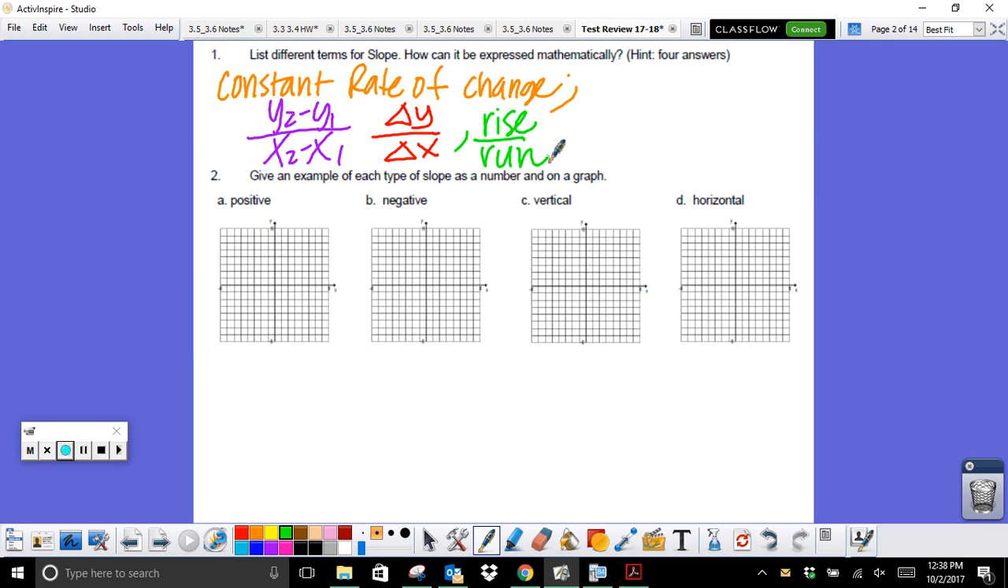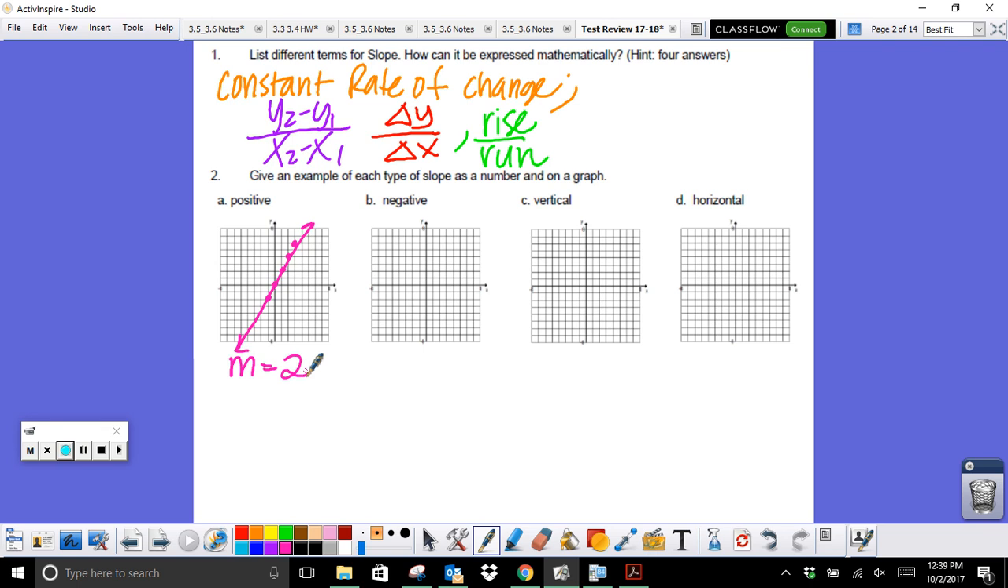Number 2, give an example of each type of slope as a number and on a graph. Okay, so a positive line, if you read it from left to right, you just need to make sure it's going up. Originally I just drew a random positive line, but if I want to actually have a number as my slope, I'm just going to start somewhere. I'm going to start here at the origin. Let's say my slope is 2. I'm going to go up 2 over 1, up 2 over 1, or I could go down 2 over 1 this way. And that would be a positive slope. And in this case, my slope as a number would be 2.